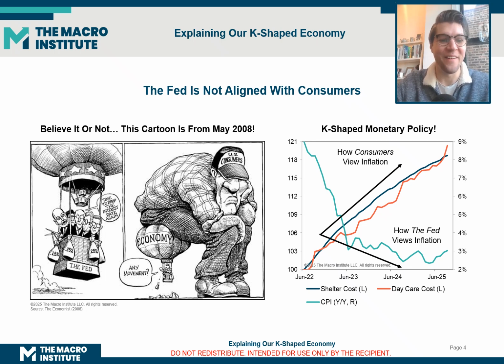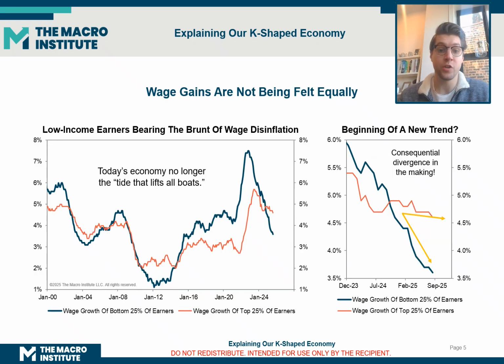And so, this was back in 2008, not exactly apples to apples. This is from The Economist, but I thought the cartoon was pretty funny. You see the bankers in the hot air balloon. Time to drop the interest rates again. Any movement is being weighed down by U.S. consumers who are not benefiting from the rate cuts that are being undertaken. If anything, there are risks of reigniting inflation. So you can't just look at the price side.